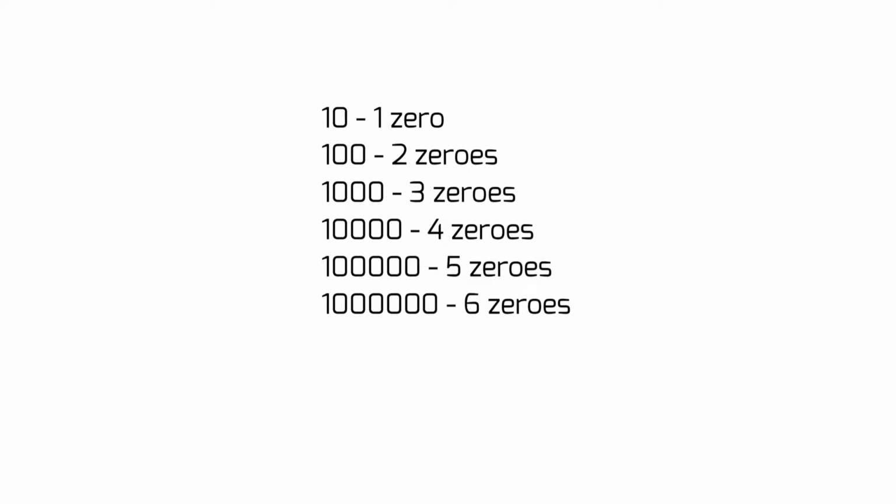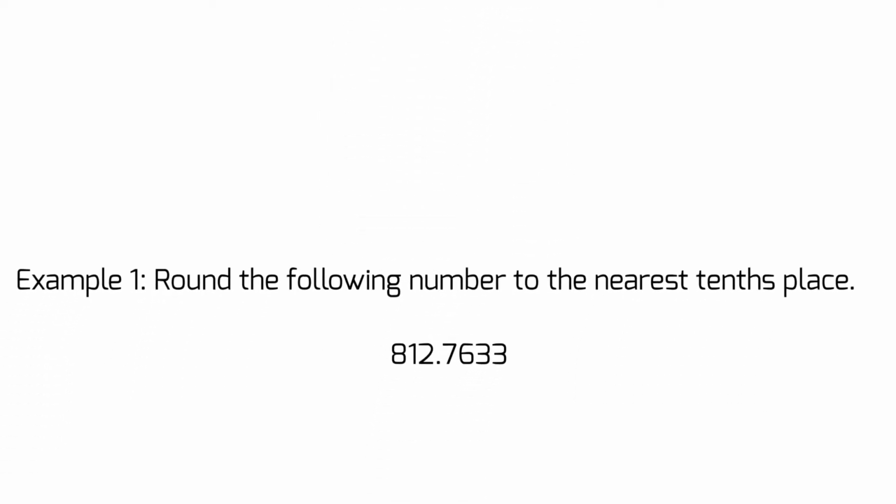So if you're rounding to the tenths place, the number 10 has 1 zero, so you're rounding to one decimal place. The hundredths place has 2 zeros, so you're rounding to two decimal places. The thousandths place, or 1,000, has 3 zeros, so that's three decimal places. The 10,000ths place has 4 zeros, so you're rounding to four decimal places, and so on and so forth. So let's look at a first example.